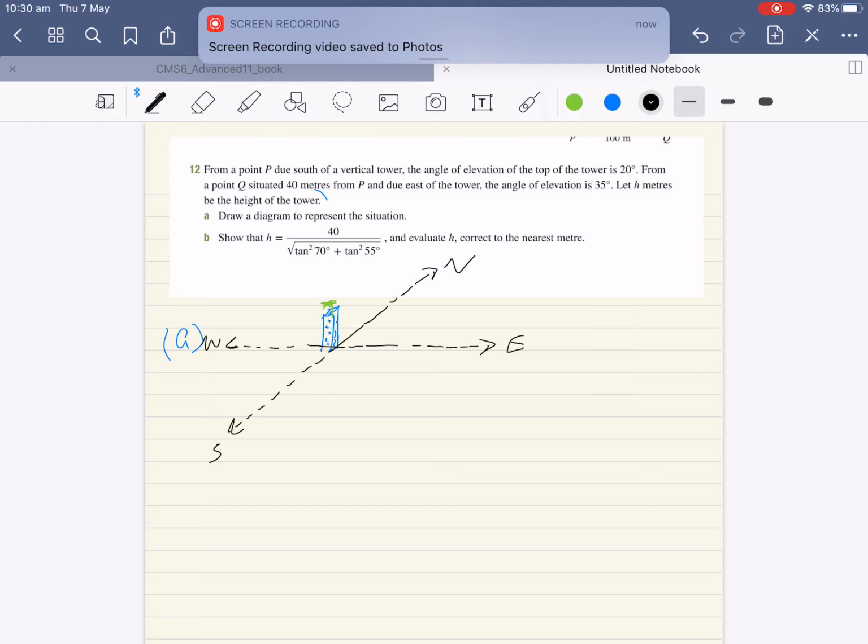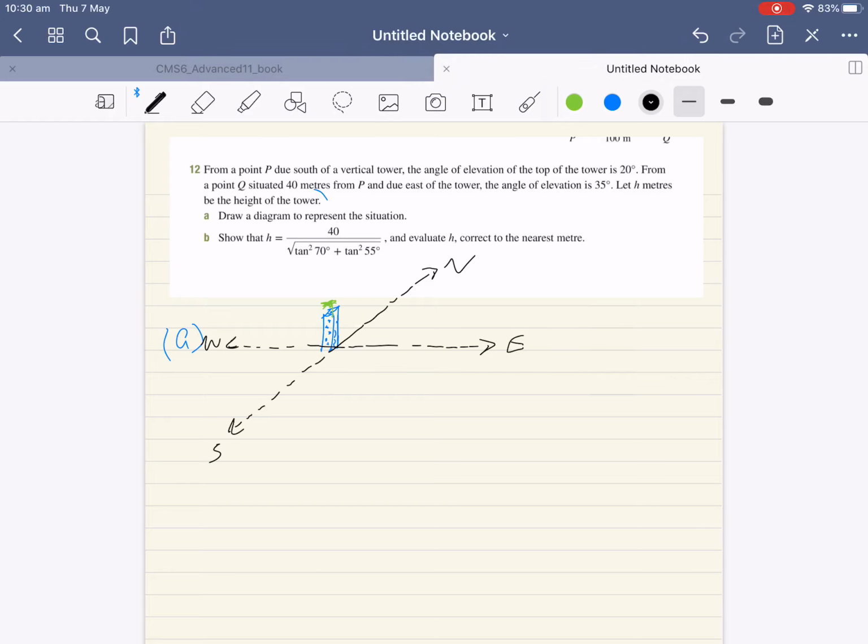So in this particular case, the tower's going up. You've got your north, your south, your east, your west. And now from this point here, we've been told point P is due south of the tower. Here's point P, and the angle of elevation is 20 degrees. So there it is, there's 20 degrees in there.